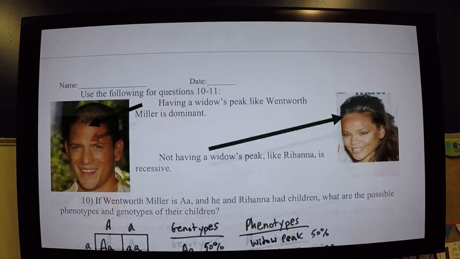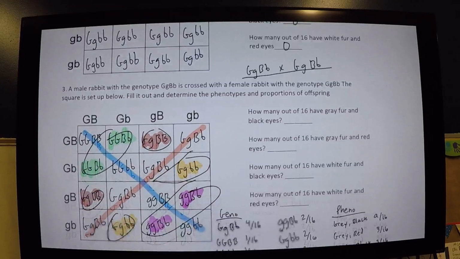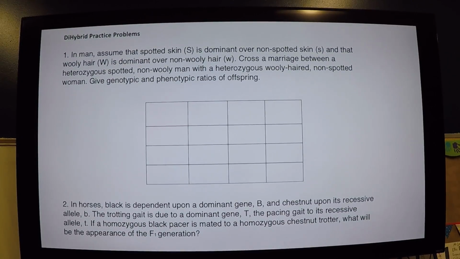I'm going to skip some of these other ones that we've done practice with, and we're going to move to dihybrids. Not going to do all of those, but I will practice these with you, or at least do a couple. It says, in man, assume that spotted skin, big S, is dominant over non-spotted skin, little s, and that woolly hair is dominant over non-woolly hair. So with dihybrids, we're looking at 2 traits. That was in the quiz that we took last week.